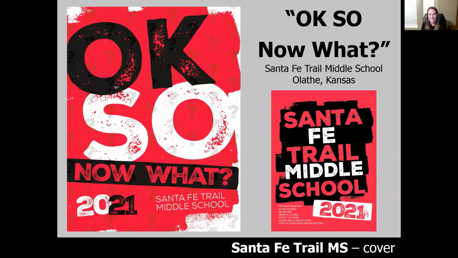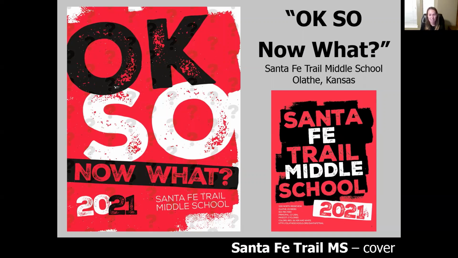The next example is Santa Fe Trail Middle School in Kansas, and their theme was, okay, so now what? If you open the book, you see the title page, which is the example on the right. So they took their bold theme and opened it up, and it's right there in your face, like, this is us, Santa Fe Trail Middle School 2021. So, kind of get ready. But if you look at the cover, we're right back to the red, white, and black theme. And it's asking a question.